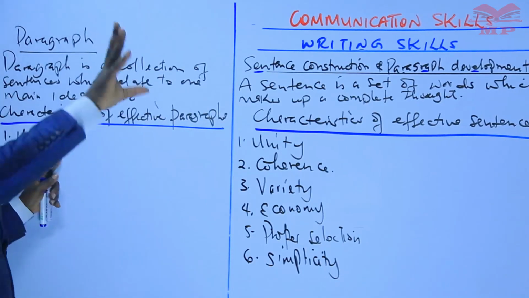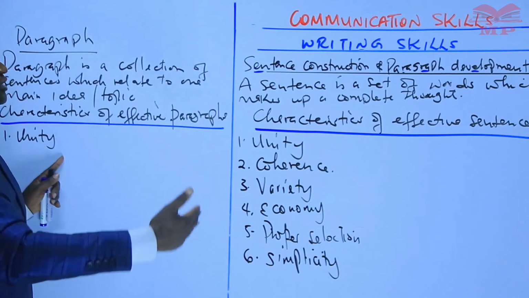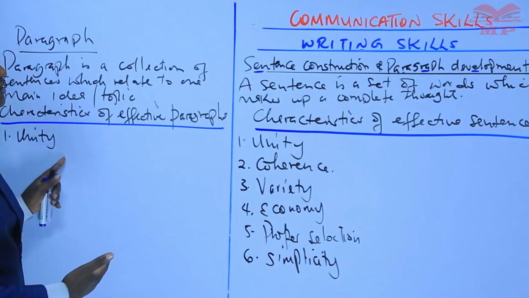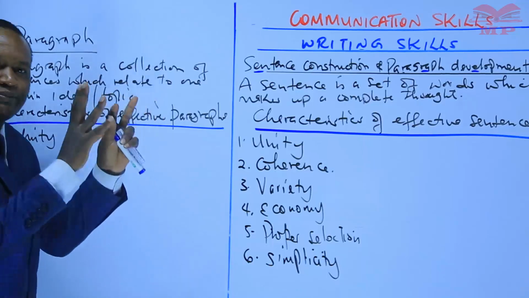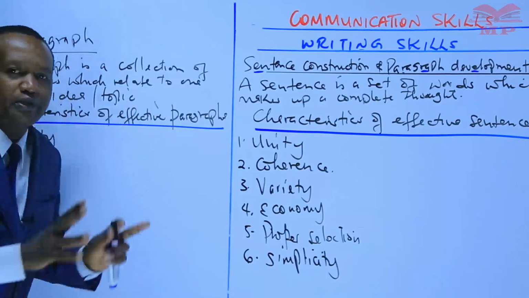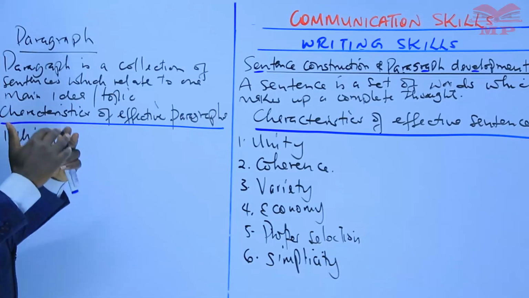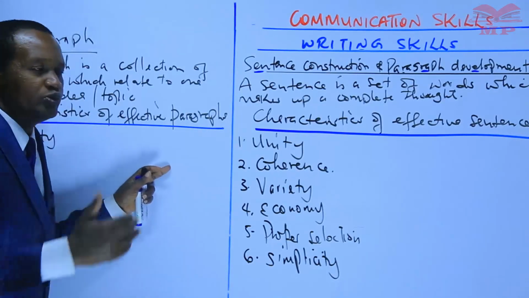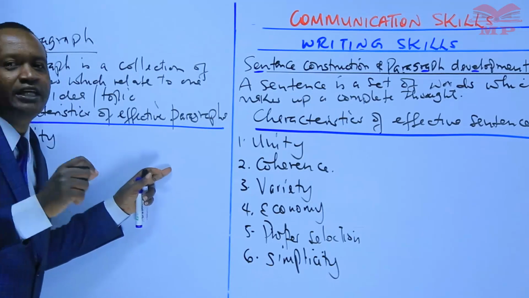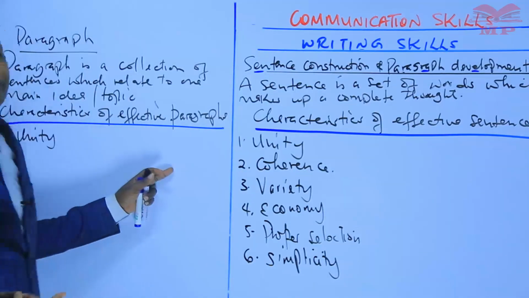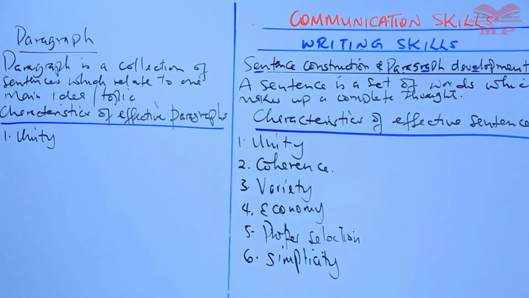So when you are writing a paragraph, which is a set or a collection of sentences, the collection of sentences within that paragraph should relate to one main topic. If you want to begin a new topic or idea or thought, then you shift to a new paragraph, because that signals that the writer is moving into a new topic. So that is one characteristic of effective paragraphs.